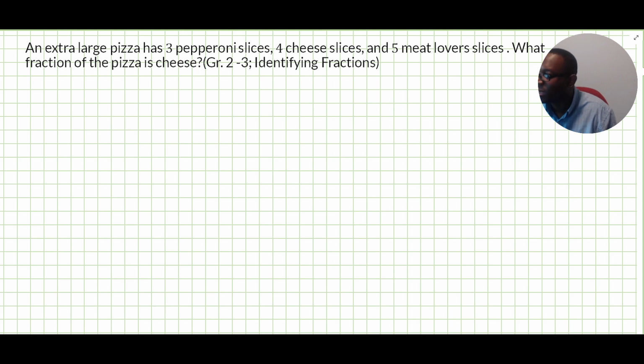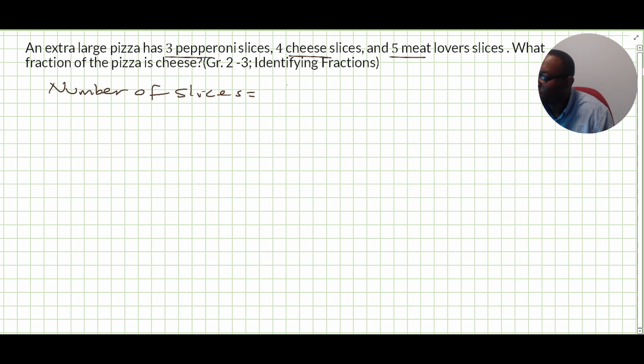Okay, let's go ahead and look at this. We have an extra large pizza that has 3 different types of pizza slices built into it. We have 3 pepperoni slices, 4 cheese slices, and 5 meat lover slices. The first thing you want to find out is how many slices of pizza we have altogether. So let's say number of slices.